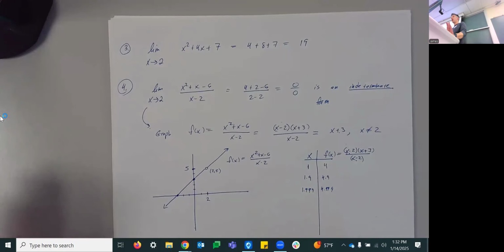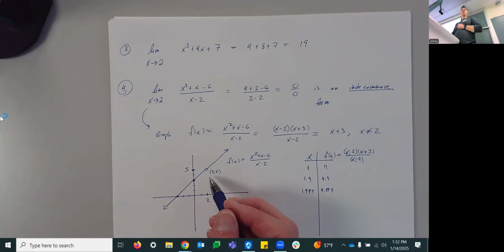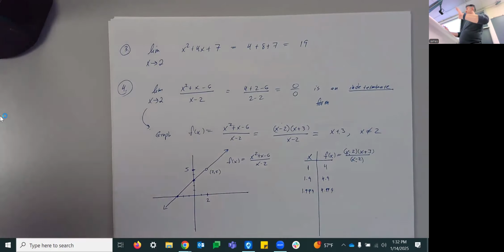Limits don't care what is happening at the value we're approaching. Whatever's happening at 2 literally does not matter at all here if we're talking about a limit. It definitely matters if we're talking about continuity and other stuff. If we're talking just about limits, we don't care that f of 2 is undefined. Doesn't matter. I know I'm kind of harping on this point, but it's because it's important. Limits do not care at all what is happening at the value you're approaching.